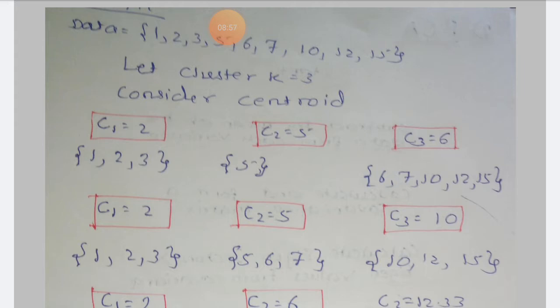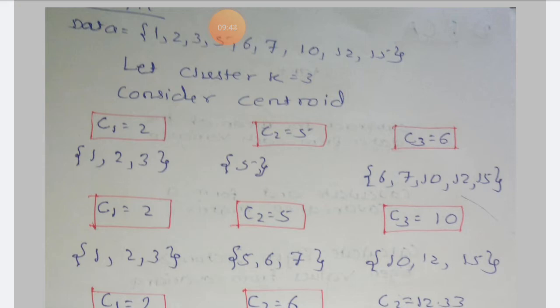So let us consider the centroids. C1 is equal to 2, C2 is equal to 5 and C3 is equal to 6. Check the data points one by one and compare each with C1, C2 or C3 to see which it is near to. After comparing I am getting 1, 2, 3 in the first cluster, 5 in the second cluster, and 6, 7, 10, 12, 15 in the third cluster. So 1, 2, 3 are more near to 2, 5 is near to 5, and 6, 7, 10, 12 and 15 are more near to 6.